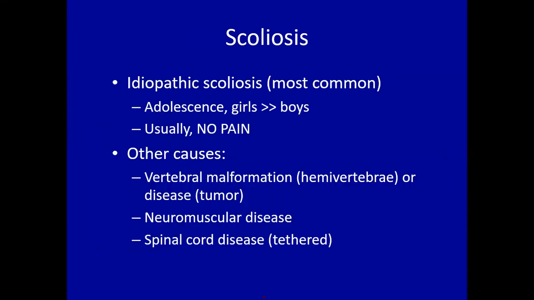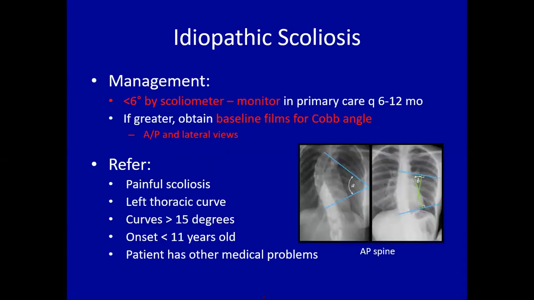So this is a scoliometer. We can use this to assess for scoliosis. Idiopathic scoliosis is the most common. It's primarily in girls. There's usually no pain with this. There may be other causes like vertebral malformation or tumor, also neurovascular disease or spinal cord diseases. So idiopathic scoliosis, is less than 6 degrees by scoliometer. Can be monitored by primary care about every 6 to 12 months.